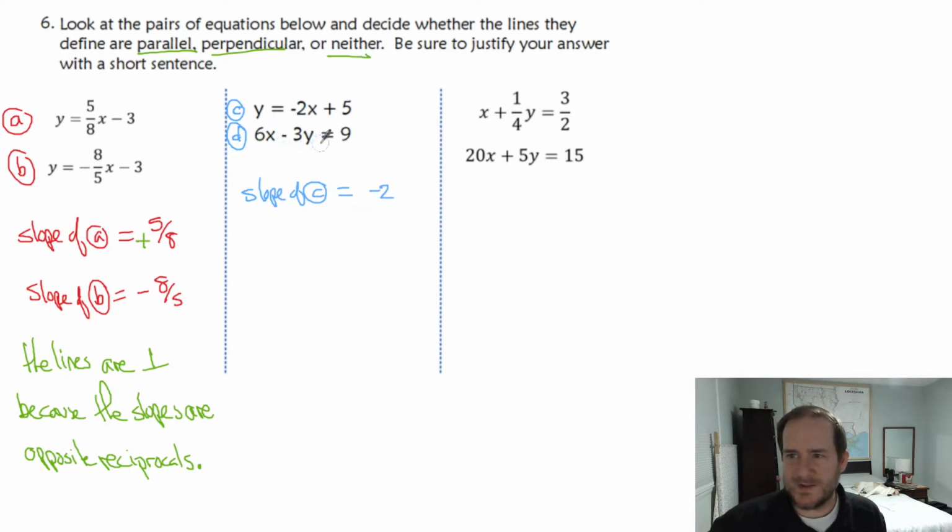But looking at line D, we are not solved for y. So I'm not sure what our slope is. It's not the coefficient of x unless you solve for y and get into the right form. So for this problem, we better do some algebra on this equation. The 6x minus 3y equals 9 isn't worth much to us. So let's solve for y by subtracting 6x from both sides.